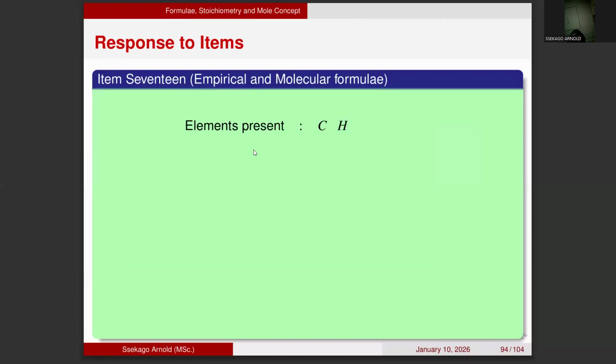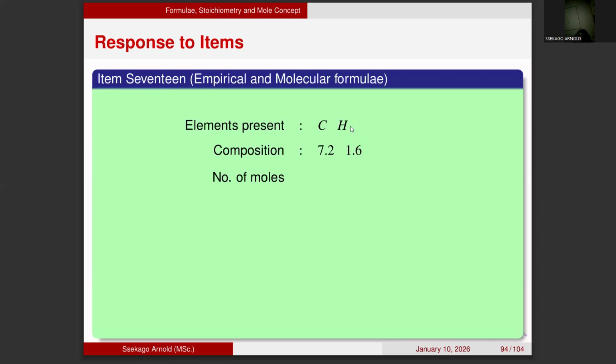So the elements present are carbon and hydrogen. I have identified them. Then composition: carbon is 7.2 and hydrogen is 1.6. Next, we determine number of moles. To determine number of moles, we divide each of the masses by the relative atomic masses of the elements. Relative atomic mass of carbon is 12 and that of hydrogen is 1.